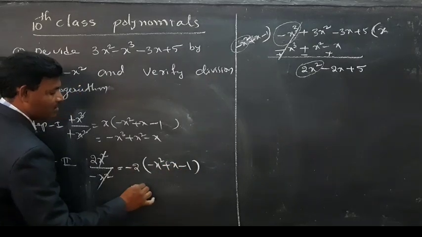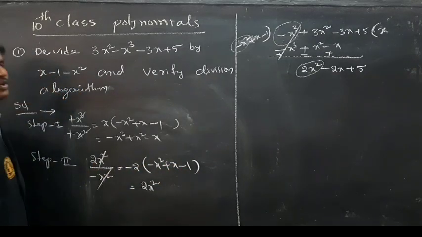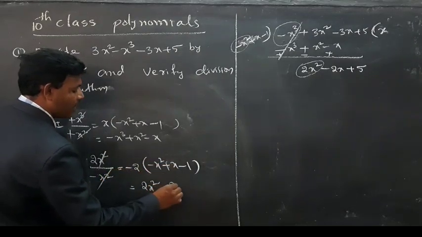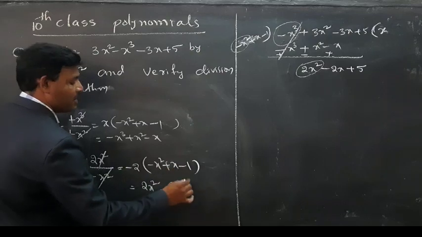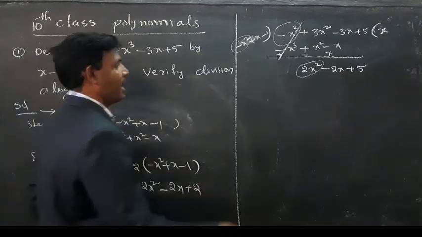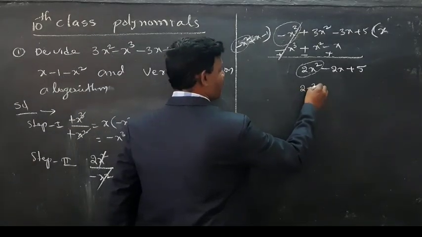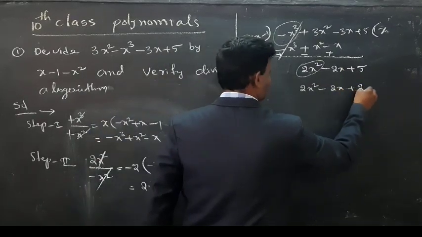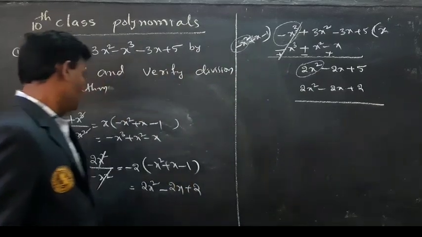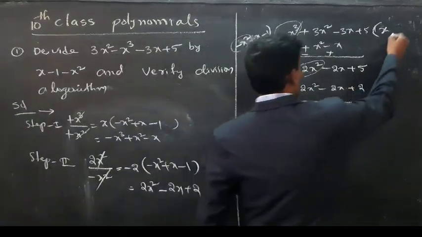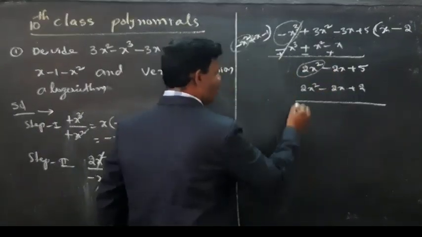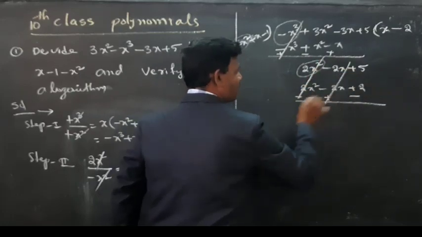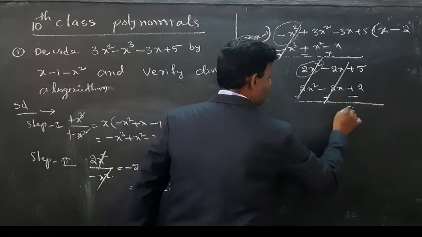Now multiply. Minus into minus plus, 2 into x square, 2x square. Plus into minus minus, 2 into x, 2x. Minus into minus plus, 2 ones are 2. So write the answer here: 2x square minus 2x plus 2. This minus 2 you have to write in the quotient column. Now minus, plus and minus, both are cancelled. This also cancelled. 5 minus 2 is 3.